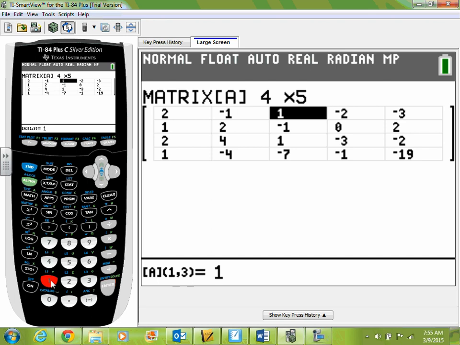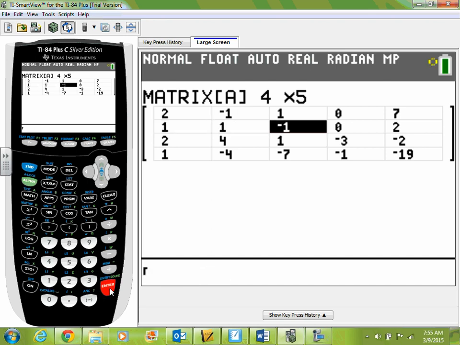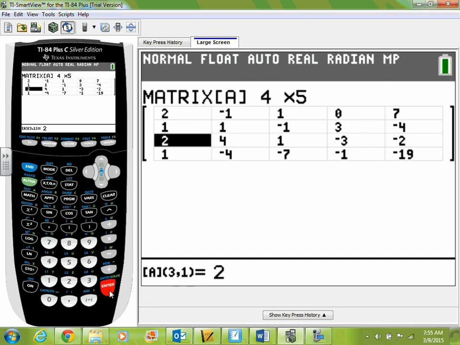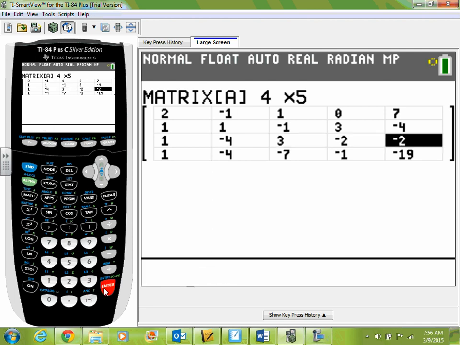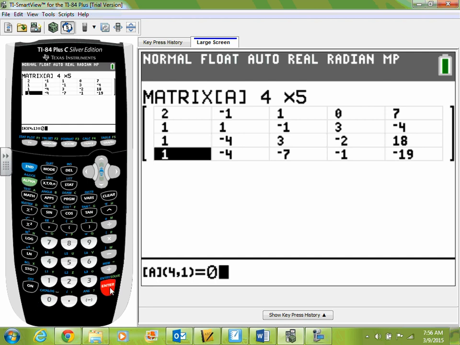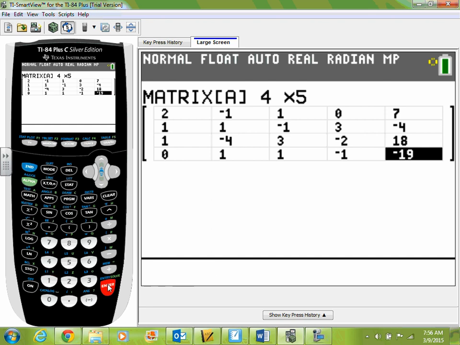So 2, negative 1, 1, 0, 7 is my first row. 1, 1, negative 1, 3, negative 4 is my second row. 1, negative 4, 3, negative 2, 18 is my third row. And my fourth row, 0, 1, 1, negative 1, 1 is my fourth row. So now we have a new 4 by 5 matrix.